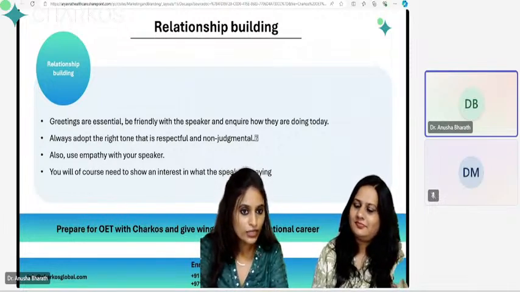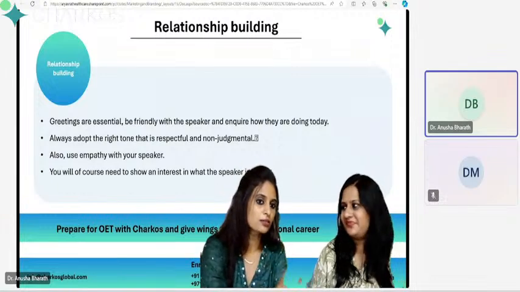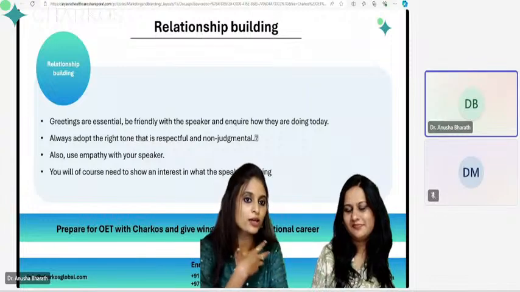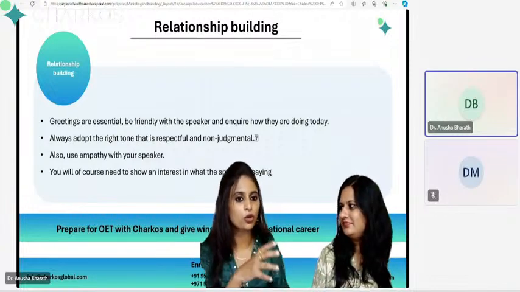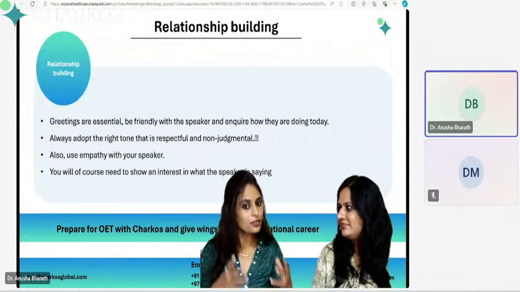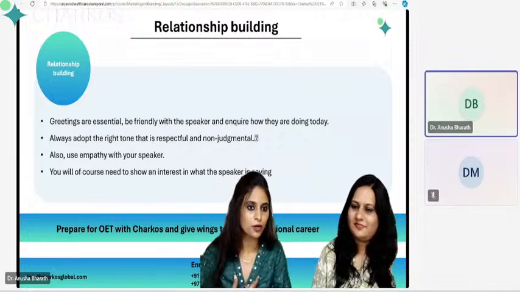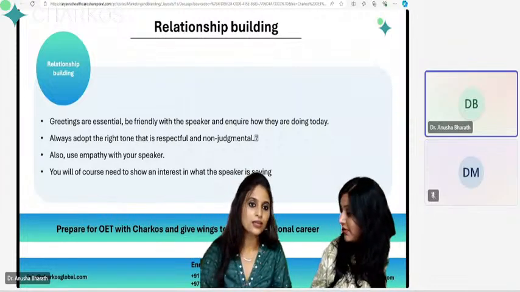So you will need to show an interest in what the speaker is saying. For example, she's the nurse and I'm the patient. She would have to ask me questions that give me some assurance, saying, well, yes, the nurse is interested to know how I am feeling today. She is really concerned about me. Yes, that helps in building good relationships. Definitely.